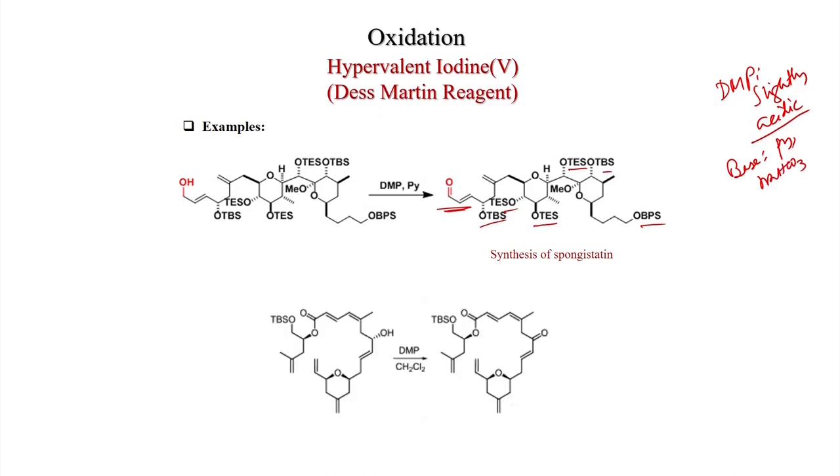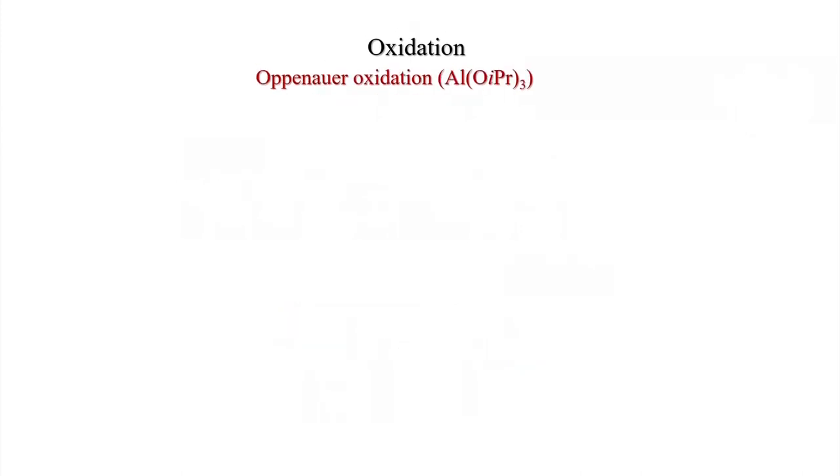This is a complex molecule. Here a tetrahydropyran amide is there and different other groups like an ester motif and a TBS group are present. So, with this condition only the secondary alcohol goes to the ketone, enone actually, here an allylic alcohol. So, other groups are not disturbed during this oxidation.